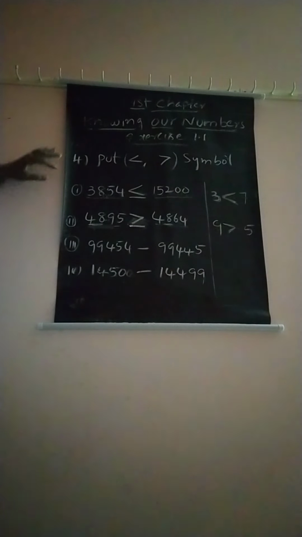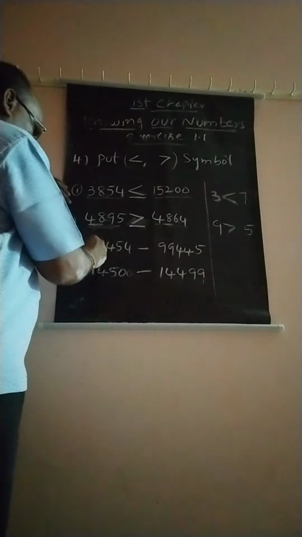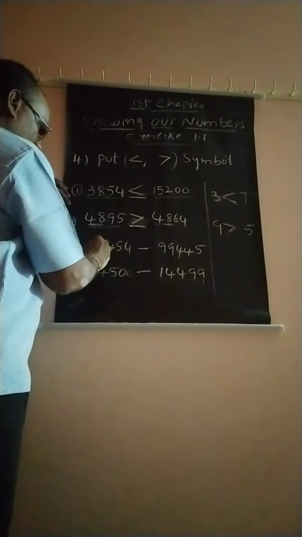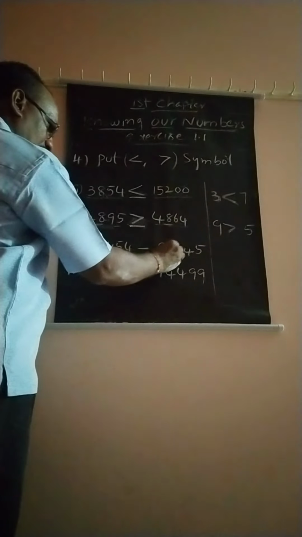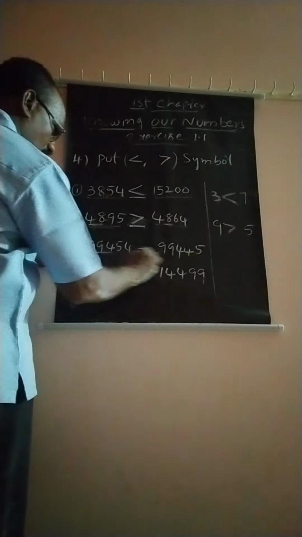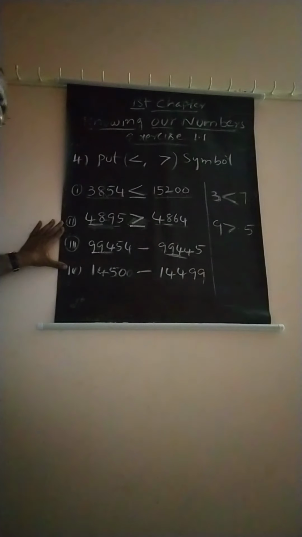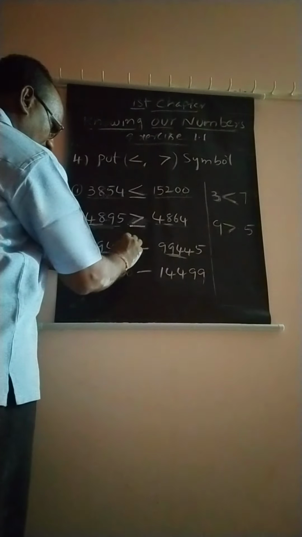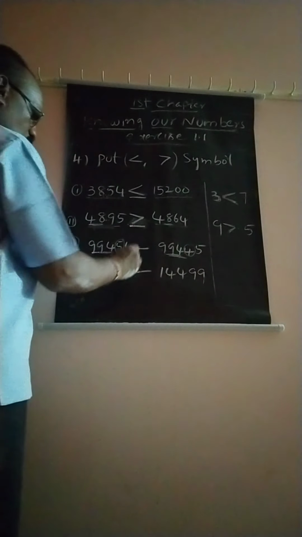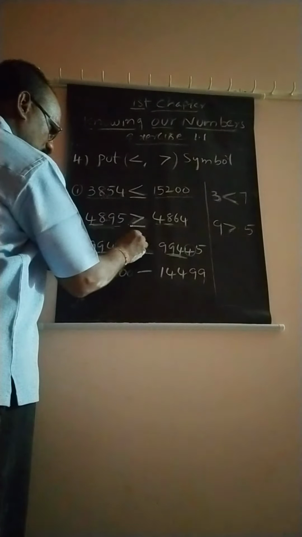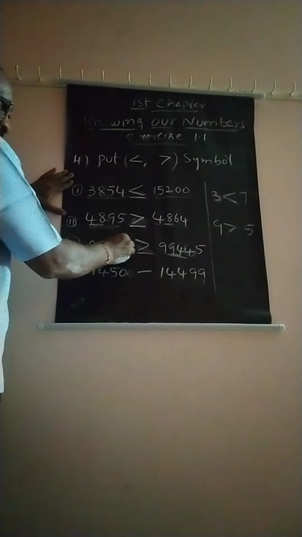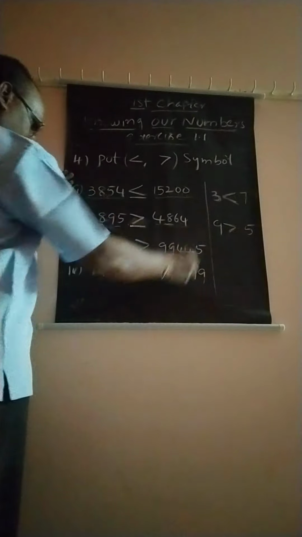Now here, 99454 and 99445. See there. The first digits 9944 are common, and in the fourth place 5 is there, here 4 is there. Which is the bigger one? 5 is the bigger one, so this is the bigger value. We keep the greater than symbol. 99454 is greater than 99445.